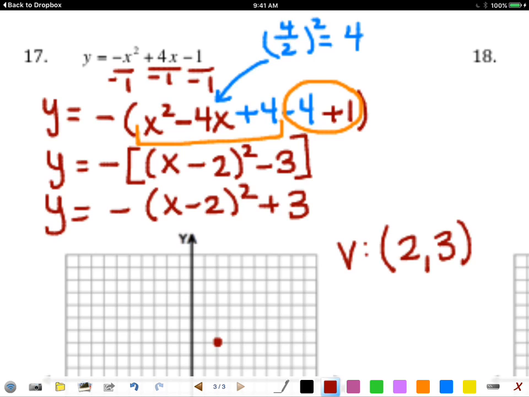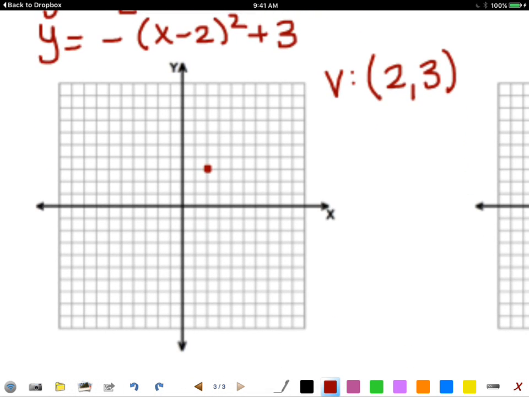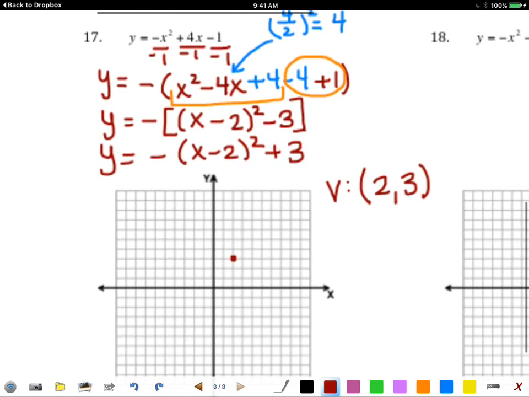All right, so when we have this negative out here, this negative is out front and is being distributed to everything in the bracket. So we distribute it to the x minus 2 quantity squared, and it has to be distributed to this minus 3, which turns it to a plus 3. Okay, so that's where we get the 2, 3. So then you plot that point, 2, 3.